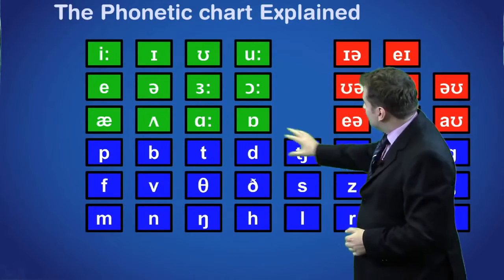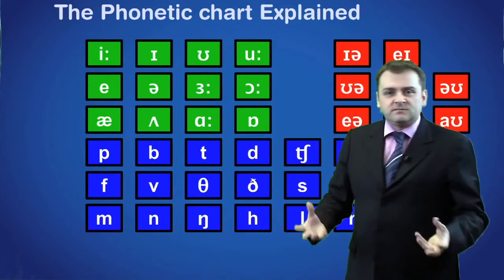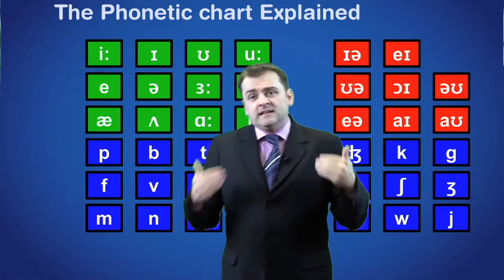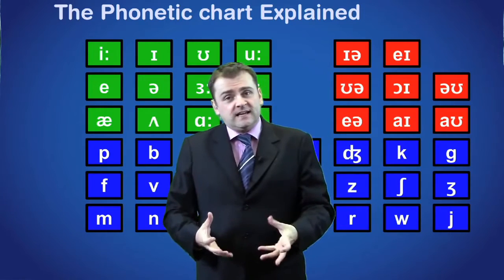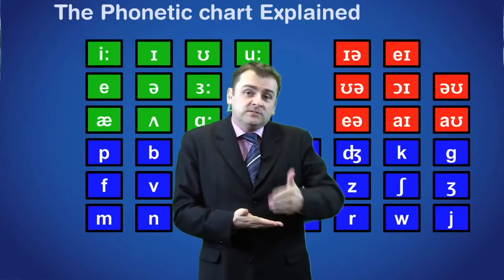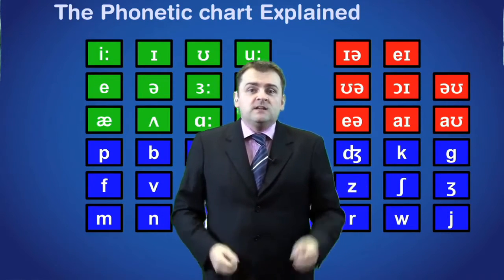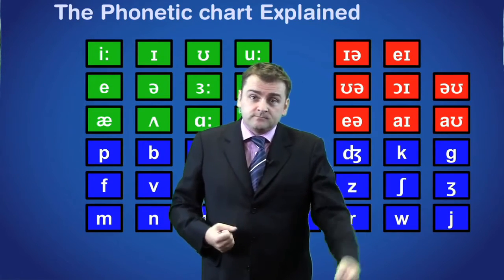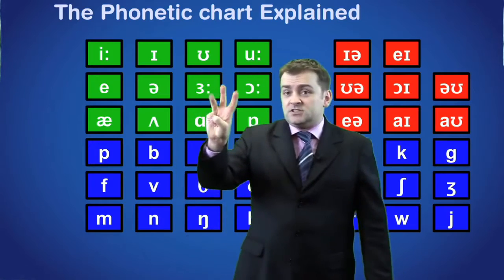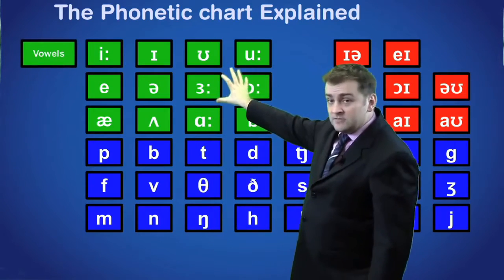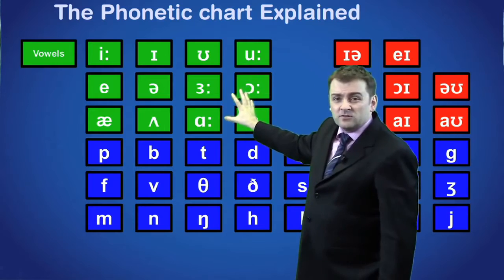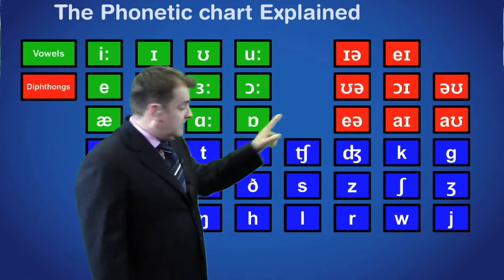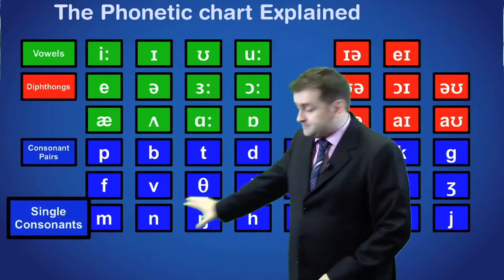At first it looks like a meaningless collection of symbols, but each symbol represents a different sound. In spoken form, most of the English language can be broken down into 44 separate sounds. The phonetic chart shows us how these sounds relate to each other. There are three sections to the chart: single vowels or monophthongs in green, diphthongs in red, and the consonants in blue.